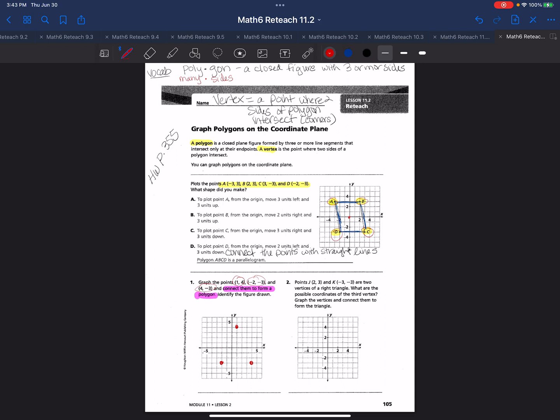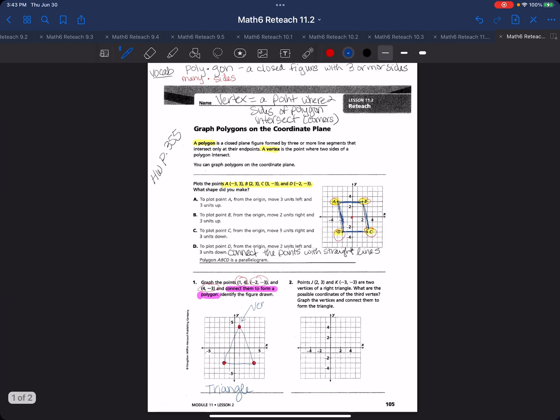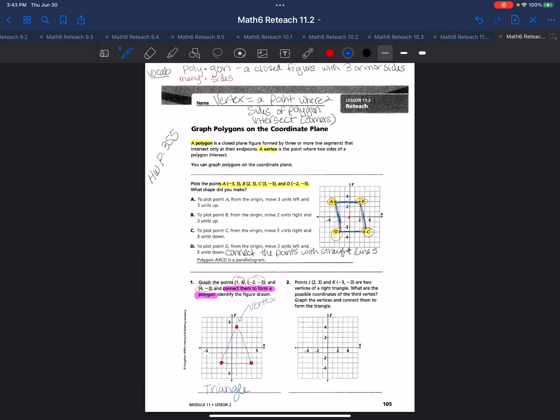So I need to take out my ruler. I don't have one with me right now, but I'm going to draw this. And what shape do I get? I get a triangle. And a triangle is a polygon because it has 3 or more sides, and it's a closed figure. And remember, these points that they gave me are the vertices. So this is a vertex. I'll write that. Each point where the line segments intersect is your vertex.